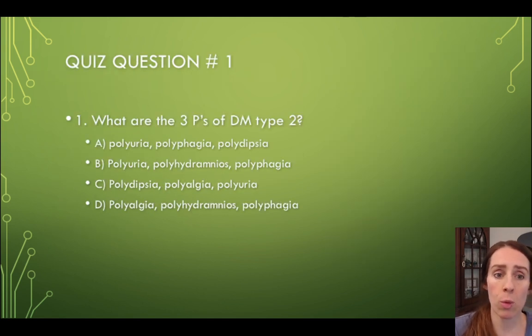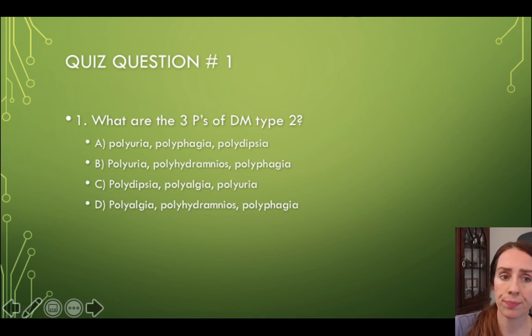So quiz question number 1. What are the 3 Ps of diabetes mellitus type 2? So the answer would be A, polyuria, polyphagia, and polydipsia. Polyhydramnios and polyalgia are not associated with diabetes type 2.